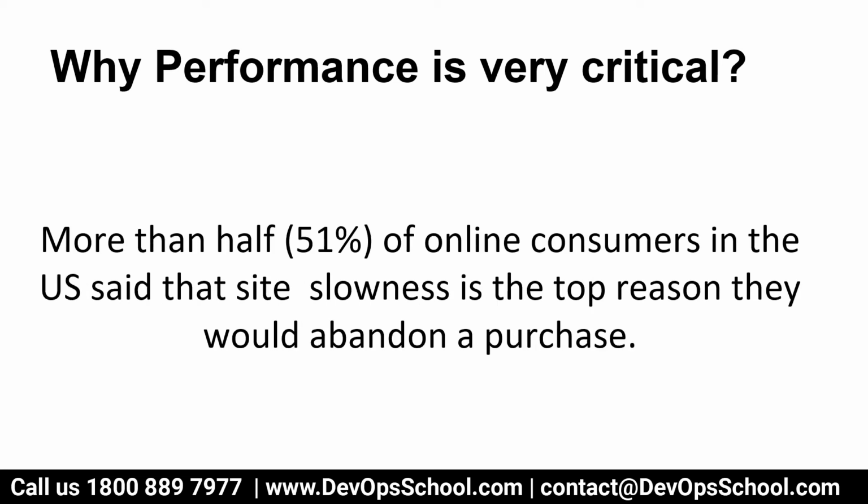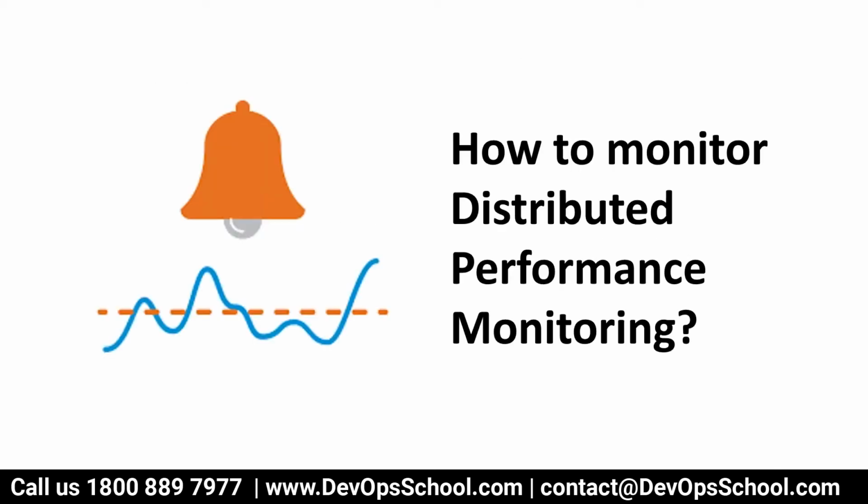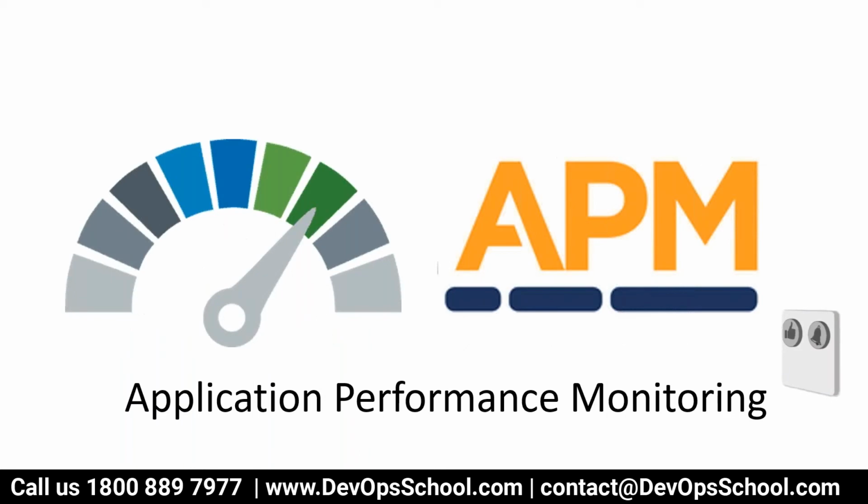Again, in another survey, more than 51% of online consumers in the US said that site slowness is the top reason they would abandon a purchase. That's another reason for it. A third survey states that when an online service fails, 75% of consumers move to another channel, which can lead to millions of dollars lost. So the question is how to monitor distributed performance, because your applications are running in a distributed manner nowadays.